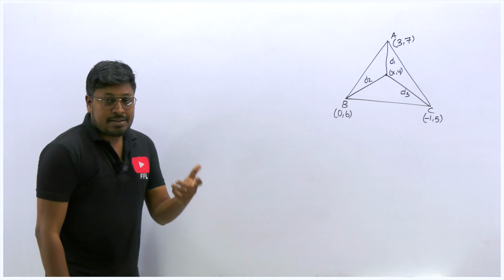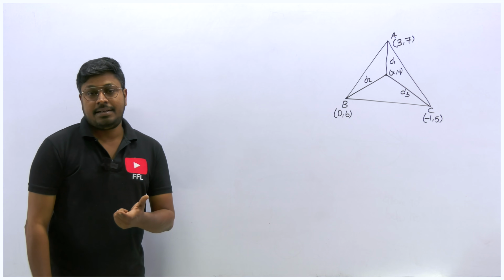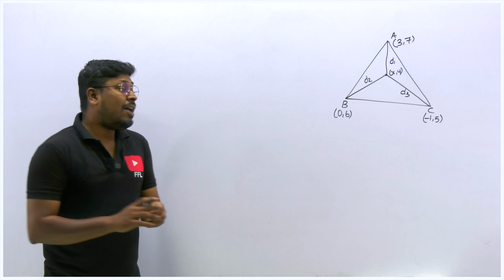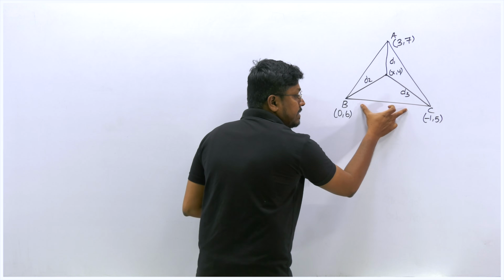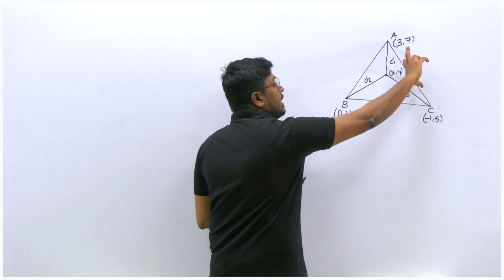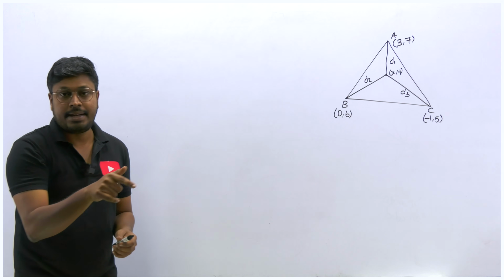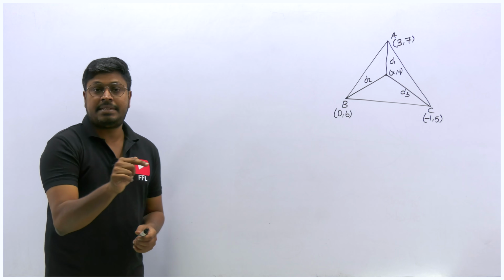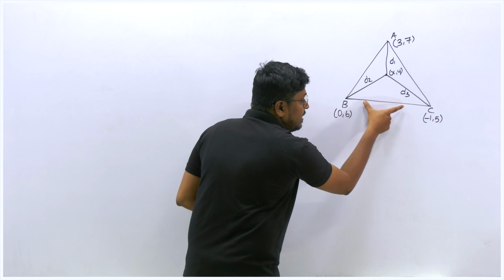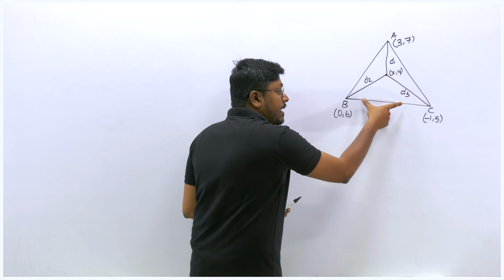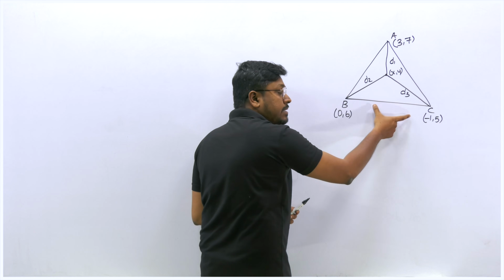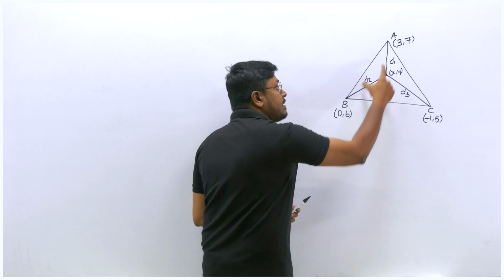In the previous video for the incenter, we found the distance of B and C, similarly for A and B and A and C, and applied them in the formula to find the incenter coordinates. But here in the circumcenter, we don't want to find the distance of B and C. Instead of finding the side distances, we can find these three distances.